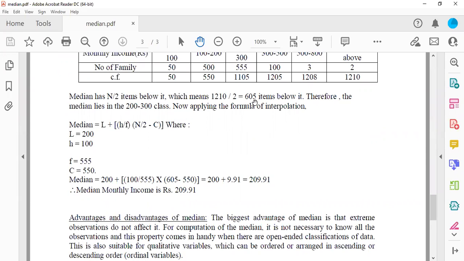605 families have an income on average less than 209.91. And naturally, in the reverse way, 50% of families, that is 605 families, have income greater than the median value 209.9. So that is the interpretation of the median.